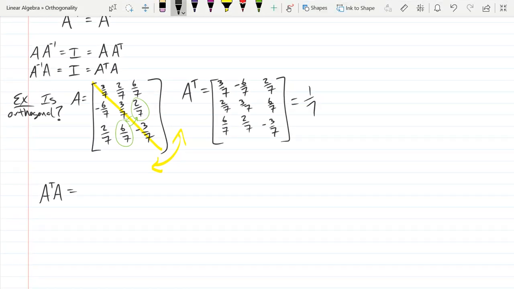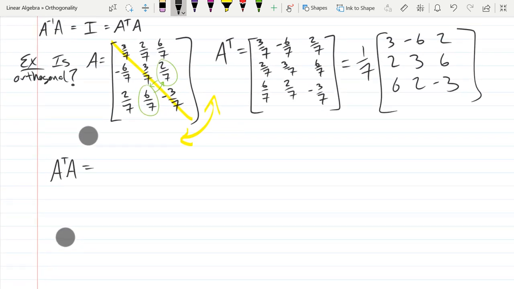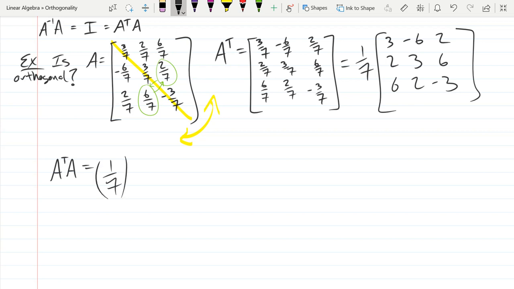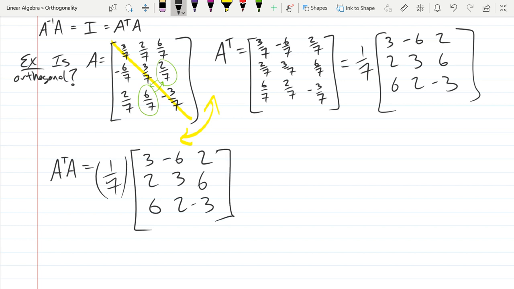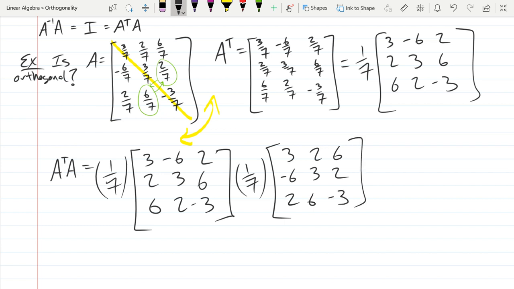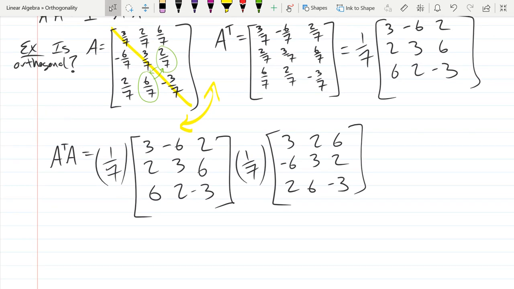So I'm going to factor out 1/7, and then I'm just left with all the integer numerators, basically. So we got 3, negative 6, 2, 2, 3, 6, 6, 2, negative 3. So that is A transpose. I'm going to do the same thing for A, but I'll do it right in line here. So it's A transpose, and then A, I'm going to do the same thing, bring that 1/7 out. So I got 3, 2, 6, negative 6, 3, 2, 2, 6, negative 3. So any questions on that, getting those fractions out?